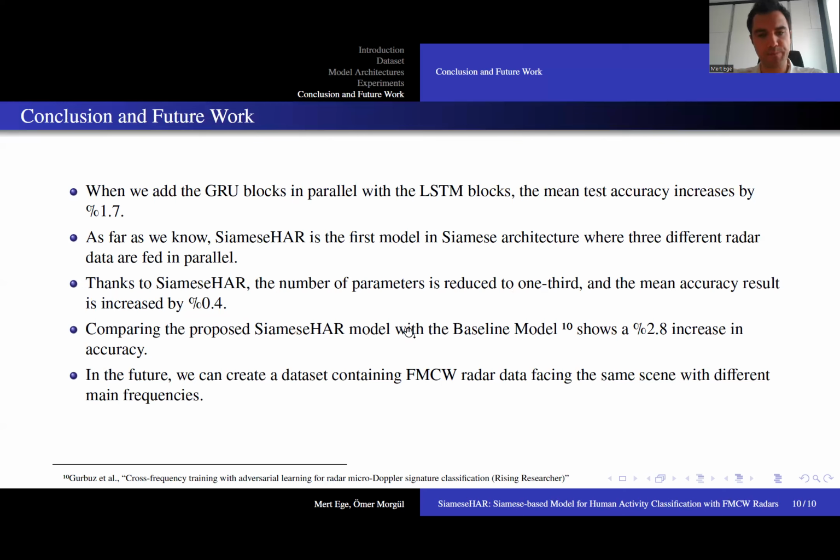In the future, we can create a dataset containing FMCW radar data facing the same scene with different main frequencies. Therefore, we can increase the reliability of our proposed model by using these datasets. And also, we will decrease the number of parameters by using quantization on our model.